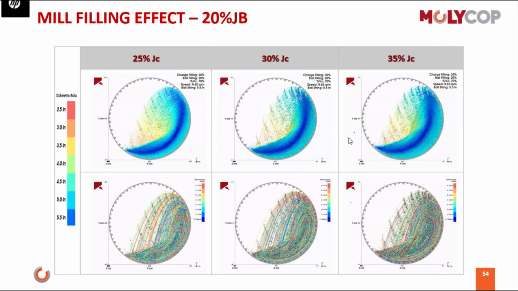It's the same exercise, but not at 17. This is for 20% of JV. You are going to run it in the same way, but if you increase the JV, you are going to notice that beginning with 25, you are going to begin to hit the liners. With 30, you are going to be at the limit. With 35, you are also going to be close to the toe. It's mainly in the toe, according to this graph.